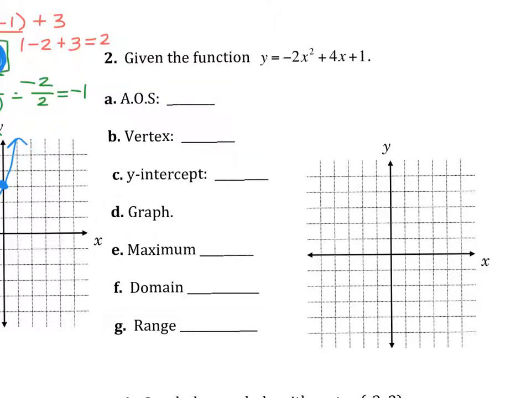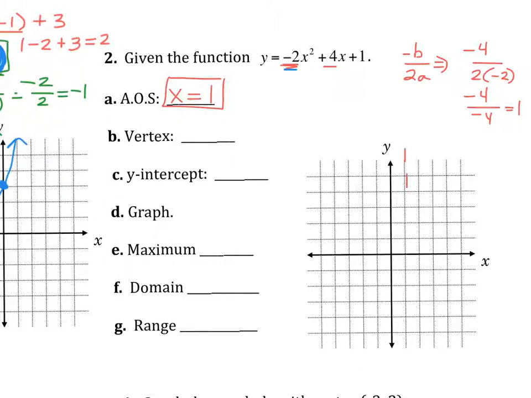How is this graph going to look? Down. It's going to open down because it's got a negative out in front, okay? Axis of symmetry, how do you find it? Negative b over 2a. In this problem, what is a negative b? Here's your b term, right? So -4 over 2 times a is -2, right? That's your a term. So -4 over -4, which is 1. So your axis of symmetry is x equals 1. So we're going to put in the axis of symmetry here at 1.